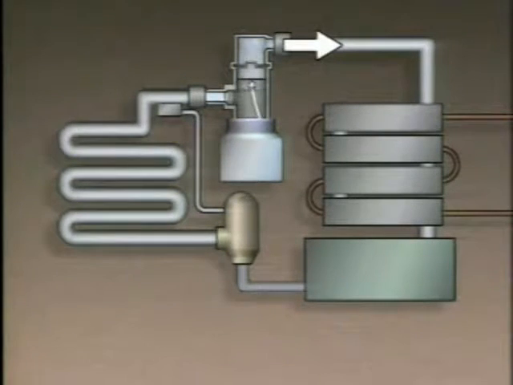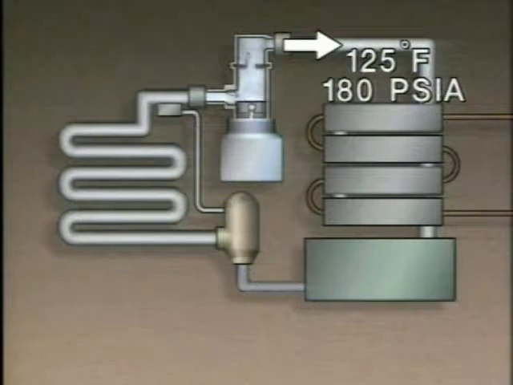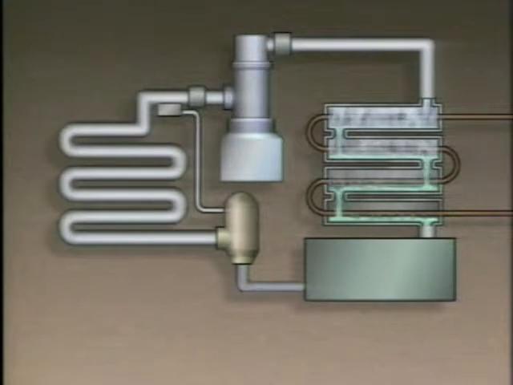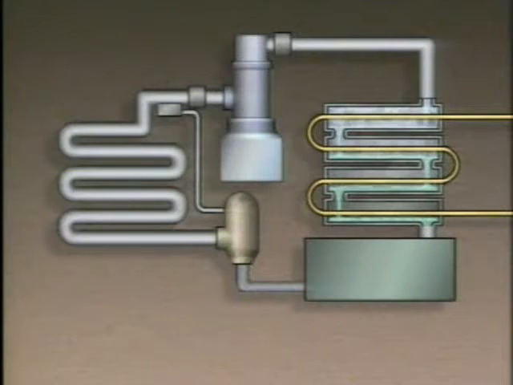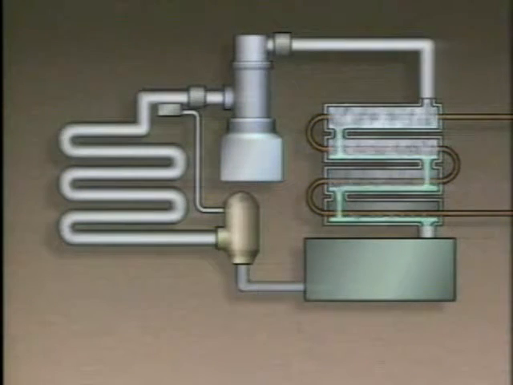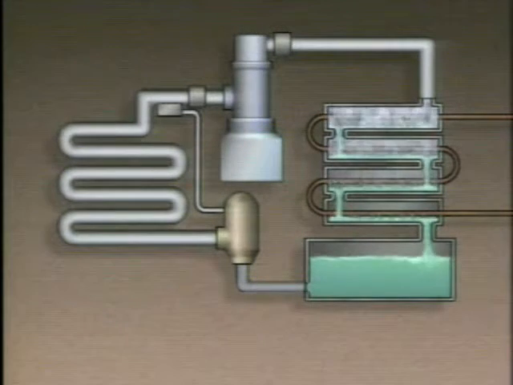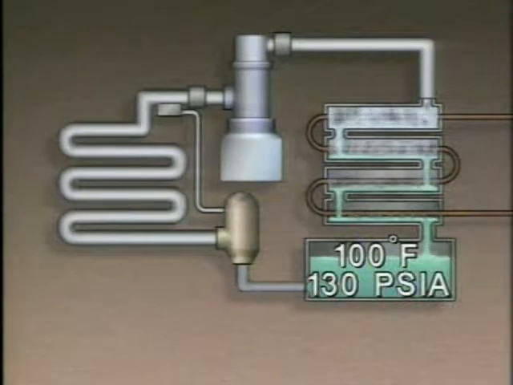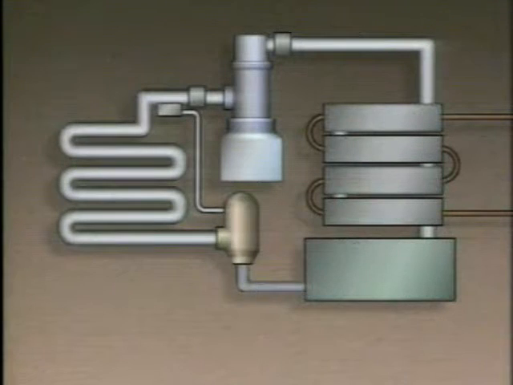The refrigerant is forced out of the compressor at about 125 degrees Fahrenheit and 180 psia and sent on to the condenser. The condenser is a shell and tube heat exchanger that uses water flowing through the tubes as a cooling medium. The water removes heat from the refrigerant, and the refrigerant becomes a liquid again. The refrigerant flows next into the receiver. Here the refrigerant is at a temperature of about 100 degrees Fahrenheit and a pressure of about 130 psia. From the receiver, the refrigerant flows back to the expansion valve and the cycle continues.